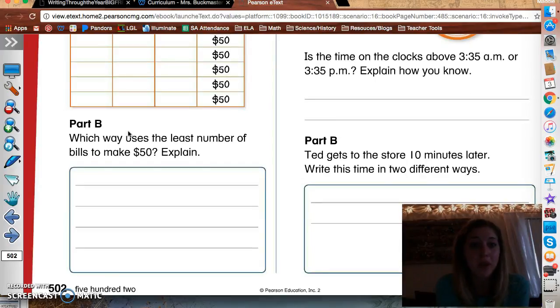And part B, which way uses the least number of bills to make $50? So which way that you found uses the least number of bills to make $50? So explain which way that is and how many you used. You can pause and work on that one.